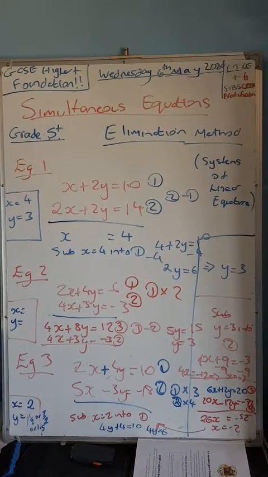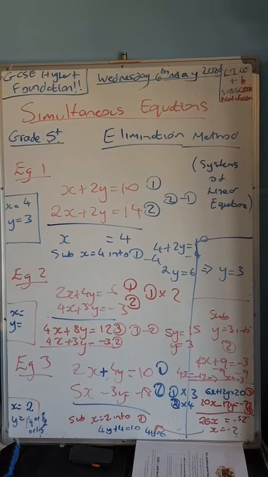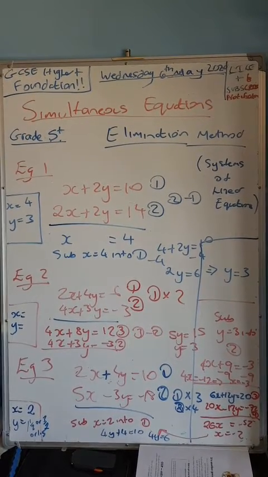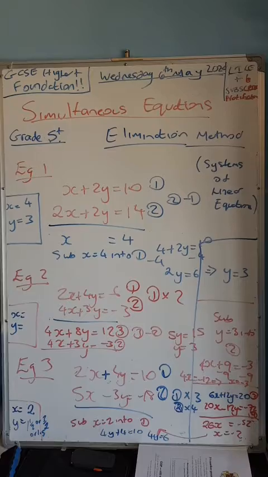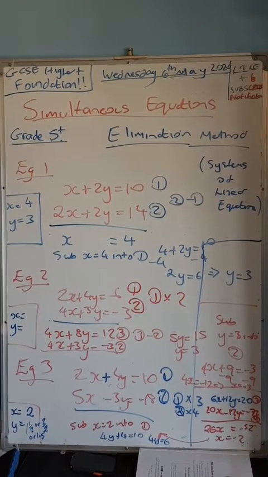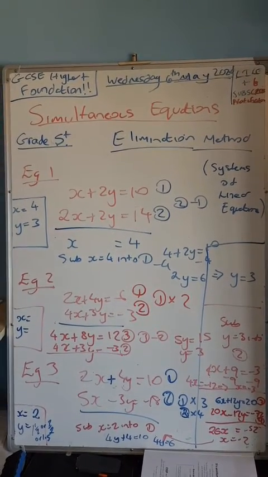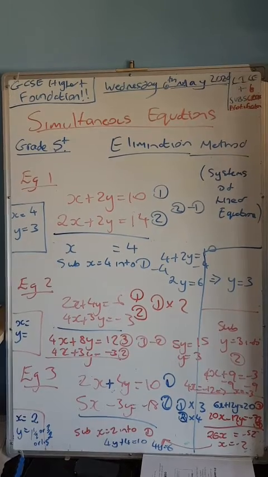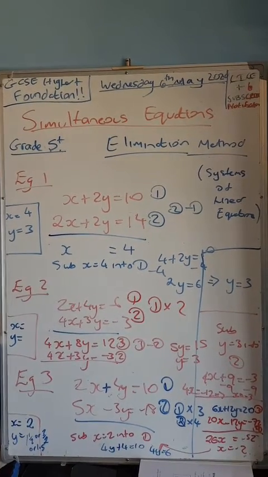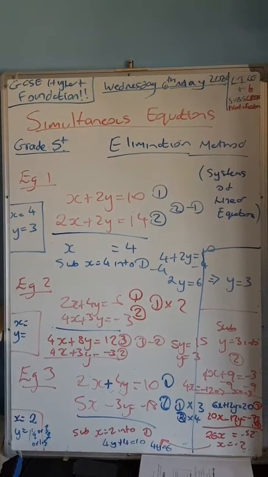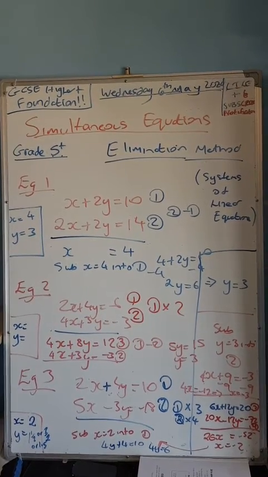Today's video we are going to be looking at simultaneous equations, particularly using the elimination method to work out our answer. This is aimed at GCSE, higher and foundation for AQA, Edexcel and OCR, and we're looking at roughly grade 5 plus, so it's the top end of grade 5.